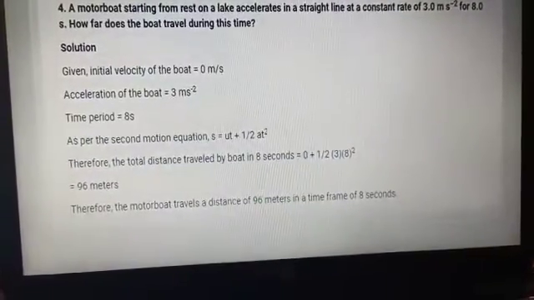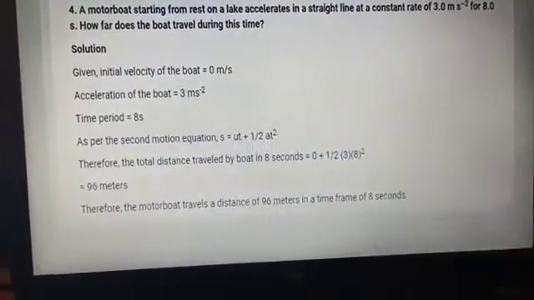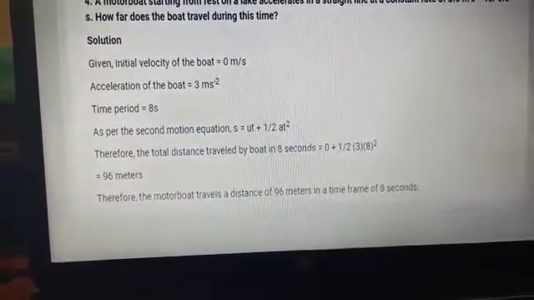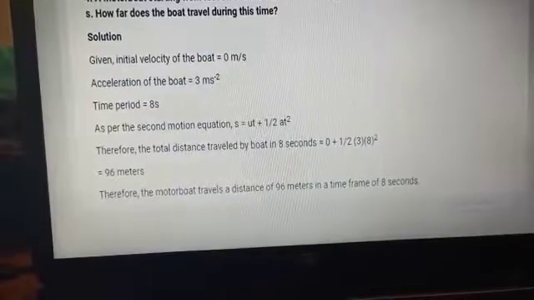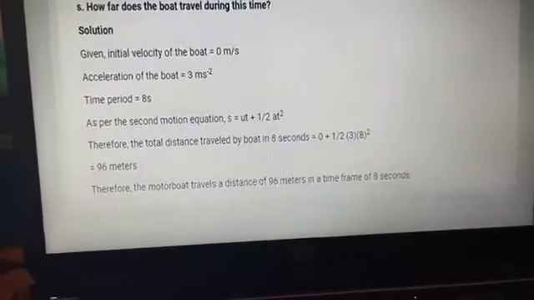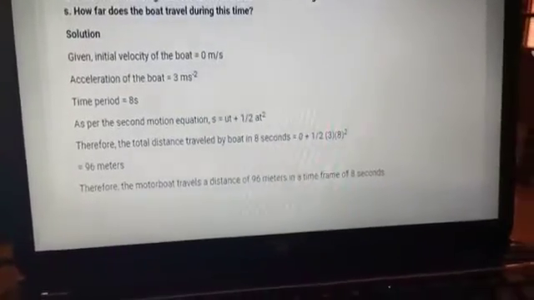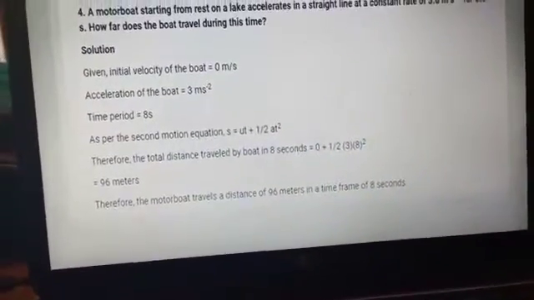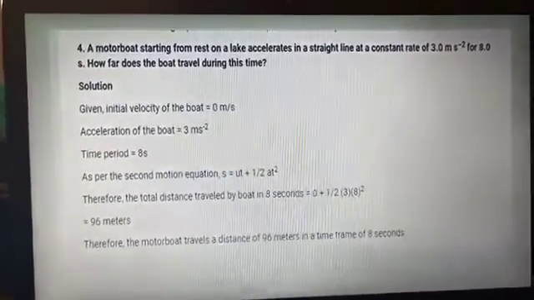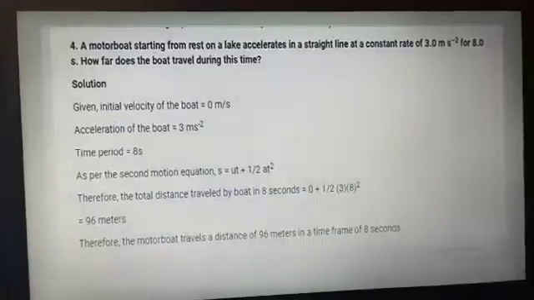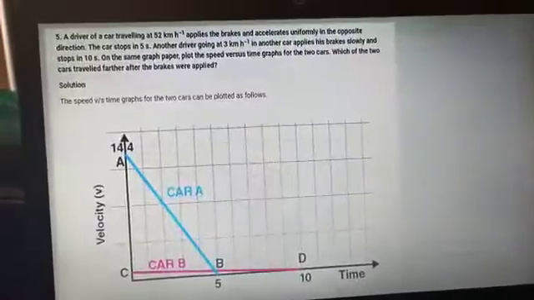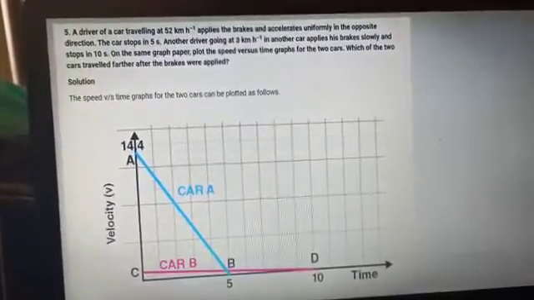So as per the second equation of motion, S is equal to ut plus half at square. So the total distance, in the place of u you're putting 0. So 0 into t is 0, plus half into a into t square, which is 96 meters. Therefore, the boat travels a complete distance of 96 meters in a time frame of 8 seconds. So here we have solved the sum using equation of motion. Moving to the next question.